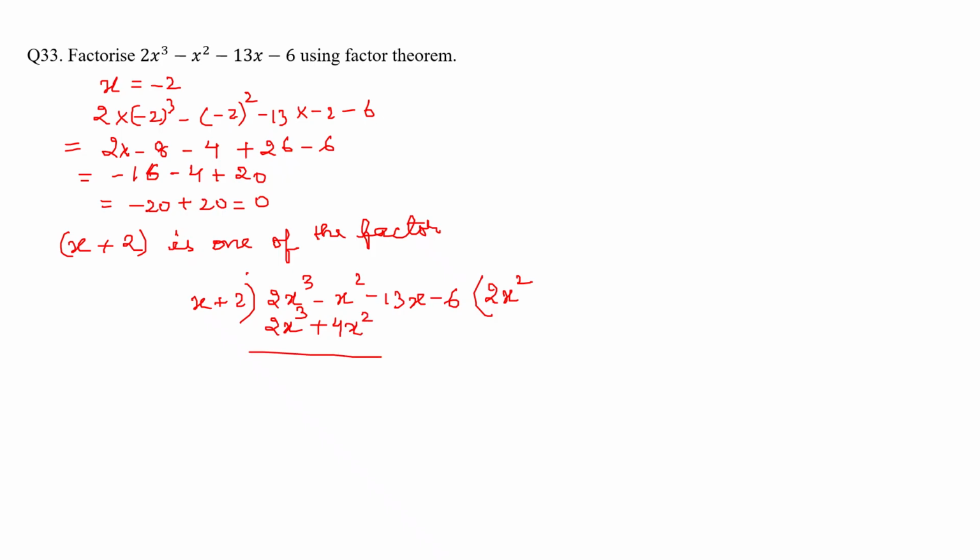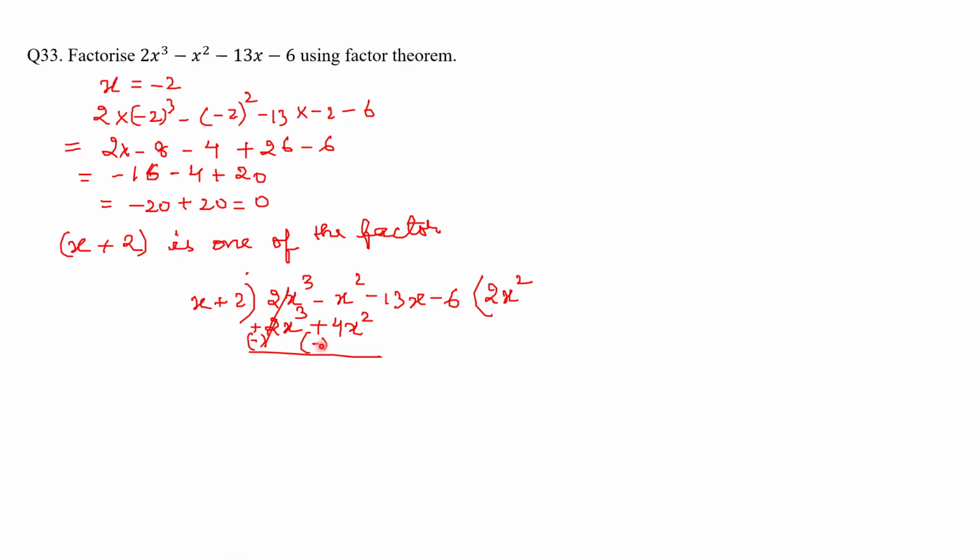Now you have to do the subtraction. And in subtraction of algebraic expression, you have studied that you have to change the sign of the second expression. So here it is plus, it will change to minus. This is also changed to minus. Now 2x cube minus 2x cube is 0. So you have to cancel it out. And minus x square minus 4x square.